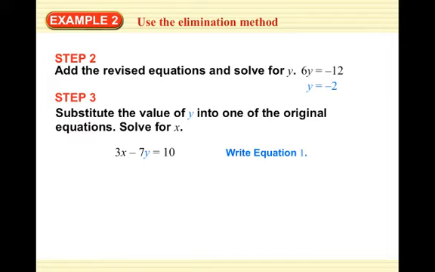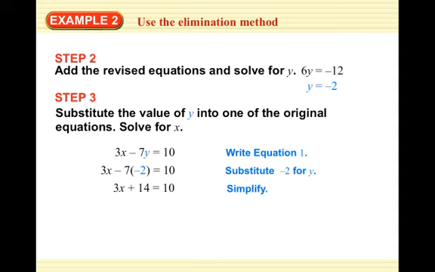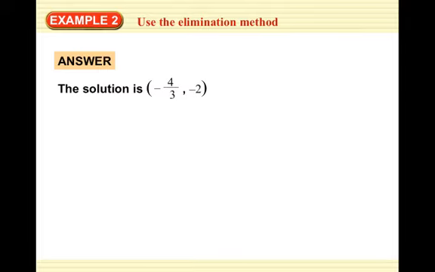Plug in negative 2 for y. And you're going to get 3x minus 7 times negative 2 equals 10. So 3x plus 14 equals 10. And let's see, subtract 14 from both sides. You'll get 3x equals negative 4. Subtract the 14, you get negative 4. 3x equals negative 4. And so divide by 3, you get x equals negative 4/3. And so your solution is negative 4/3, negative 2.